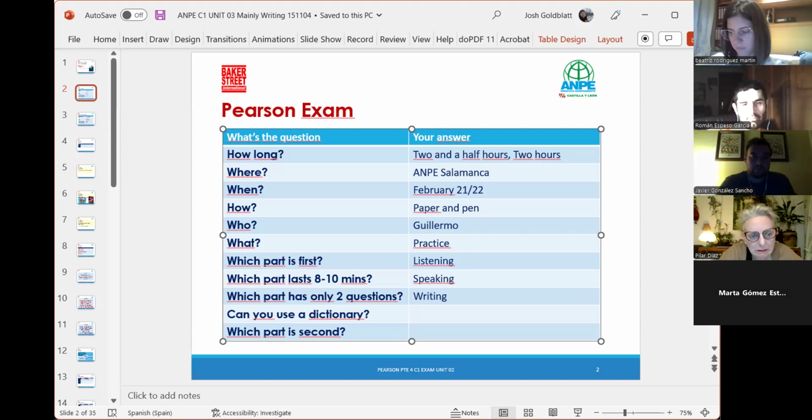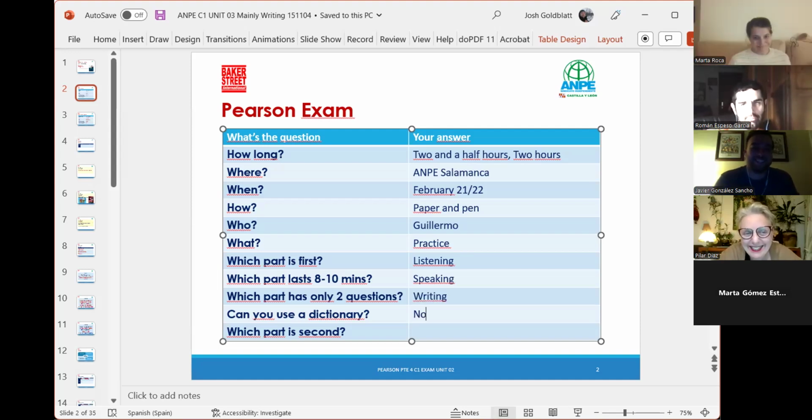Can you use a dictionary? No, absolutely not. You can't use a dictionary. You can't use your smartwatch. You can't use any kind of technological device. However, you have in your mind a very powerful dictionary, with millions of words, which you should be able to visualize. You need to be able to visualize words.